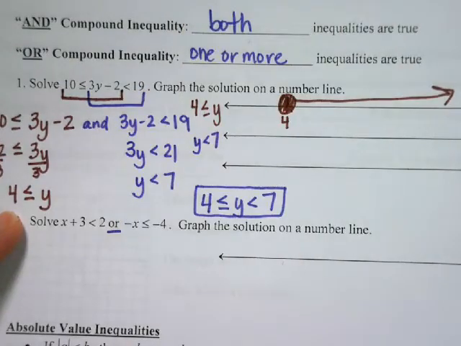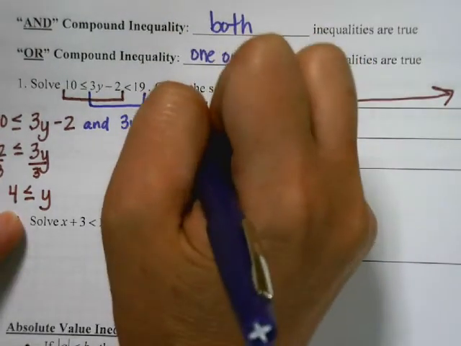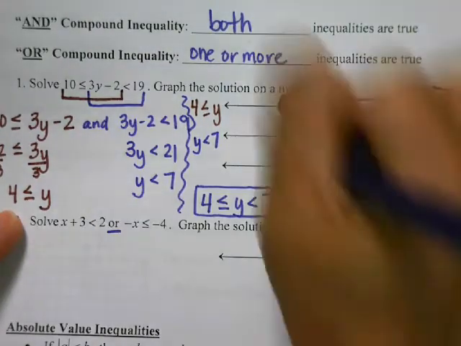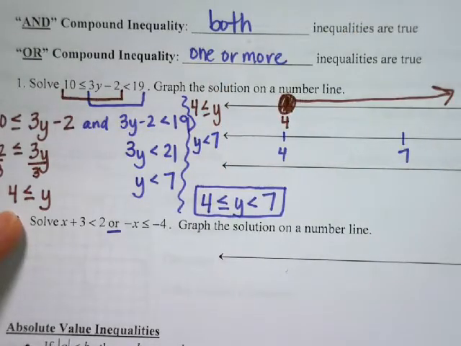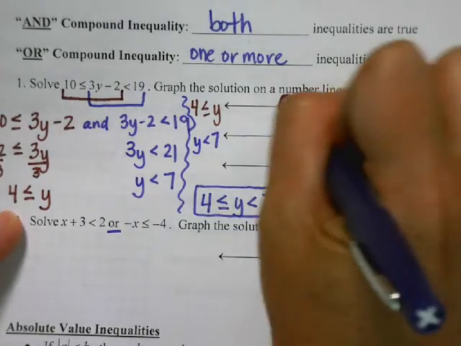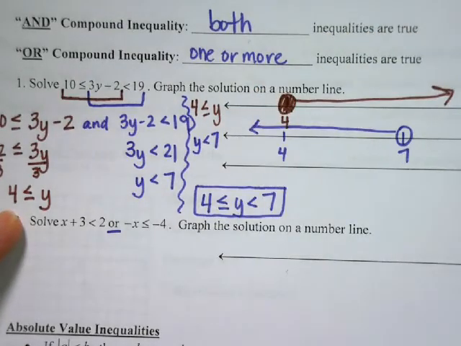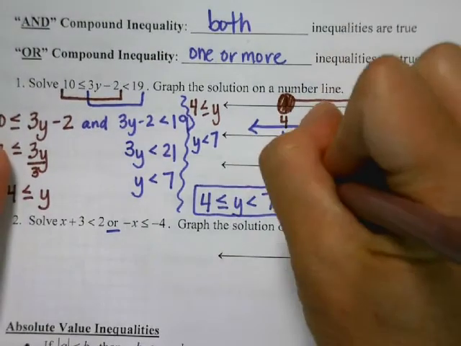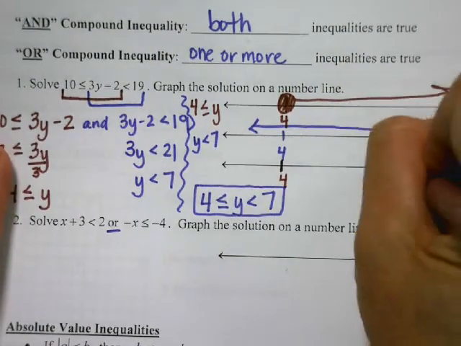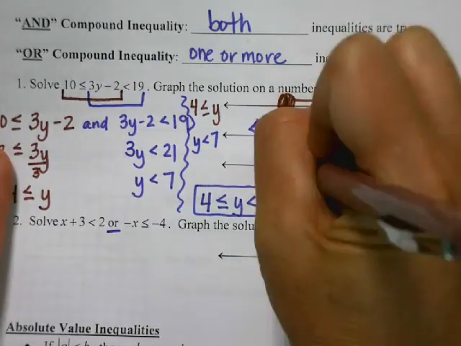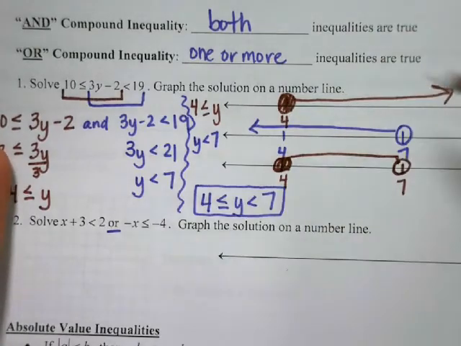Well, if I do my middle one, y is less than 7, well, there's 7. We'll keep 4 on there just for reference points. So I want numbers that are smaller than 7, and not to include 7. Well, it was an and, so both of them have to be true. So the bottom one, you can think of as your answer. I have a closed dot on 4, an open dot on 7, and it's everything in between. It's where they overlap.